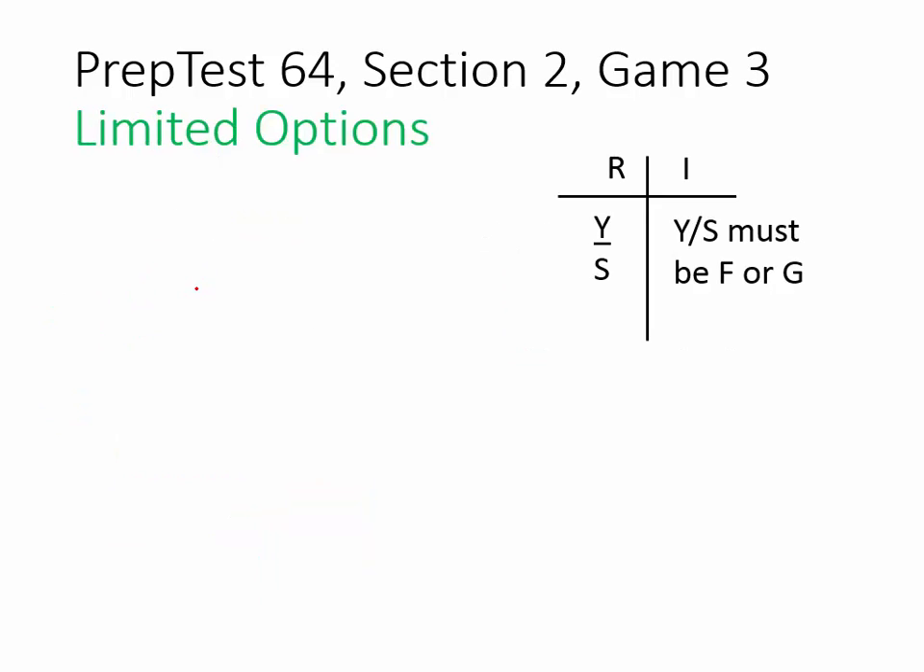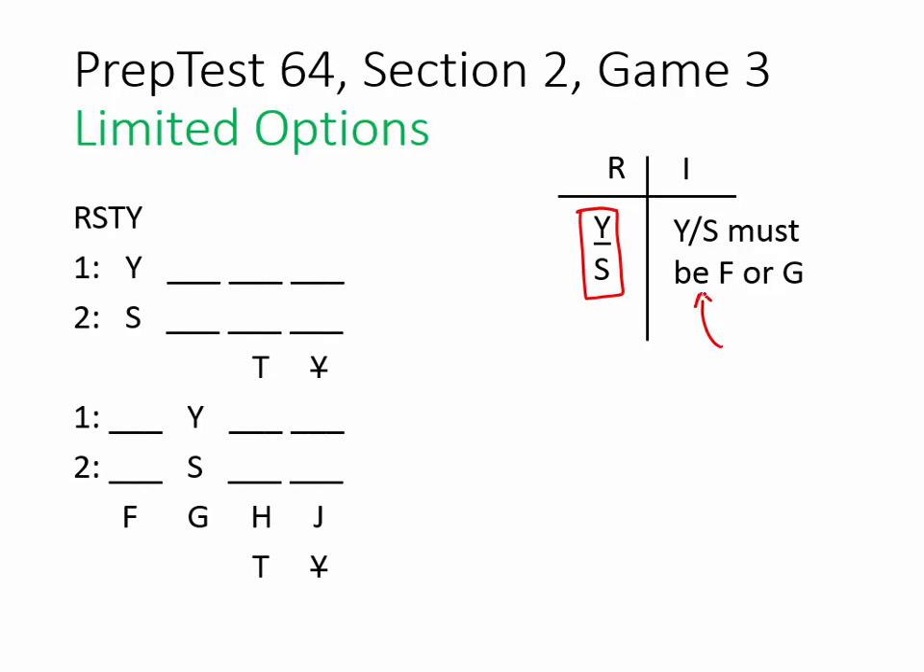So, limited options. First of all, I've got my rules and my inferences over here. We need Y over S as a block, and we've already determined that Y over S must be in F or G. Got a weird order of drawings here. Sorry about that. Let me just zoom through all of that. Here's the dividing line between our 2 options. In our first one, we have Y and S testing bicycle F. In our second one, we have Y and S testing bicycle G.